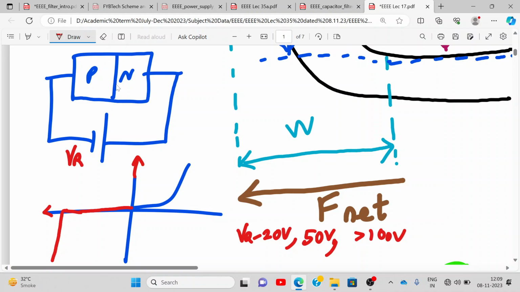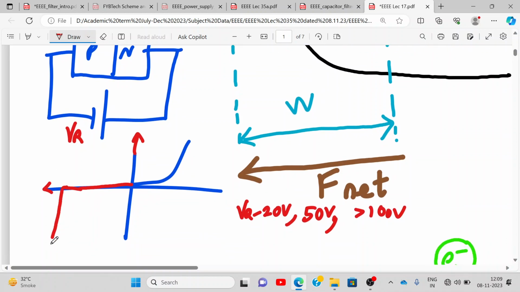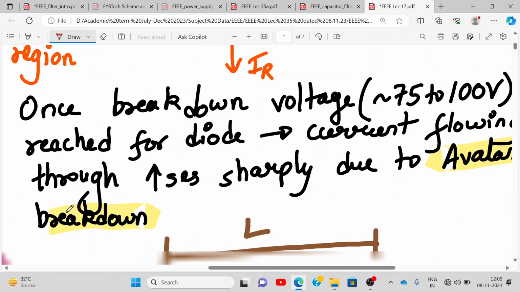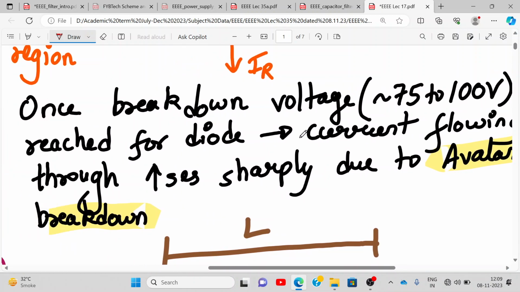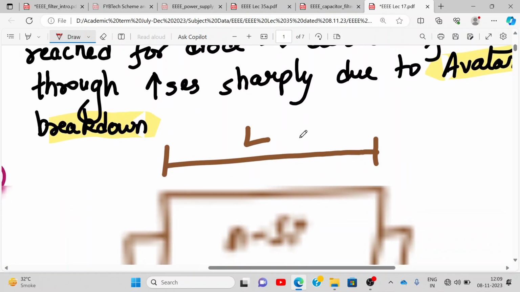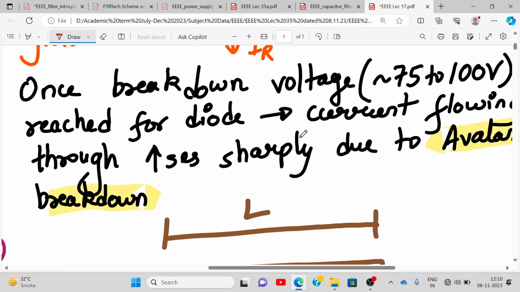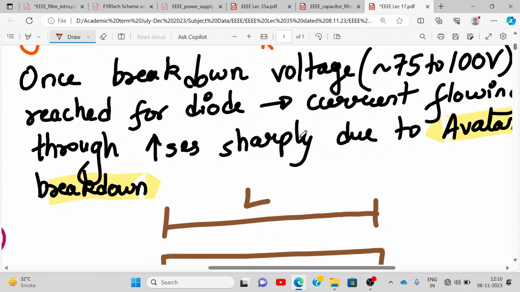So what happened here? The reason for this sharp increase in the current and hence damaging the diode permanently is called avalanche breakdown. And for a practical diode, this voltage is around 75 to 100 volts. So once your breakdown voltage is reached for the diode, current starts flowing very rapidly in the reverse direction. Current should not flow in the reverse direction, but now it will flow, and the diode will be damaged due to avalanche breakdown.